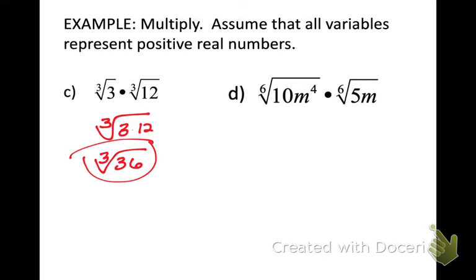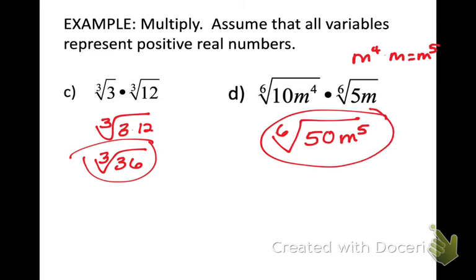For D, we have the 6th root of 10 m to the 4th times the 6th root of 5 m. So when I multiply all those together, I get a 6th root of 50. Now remember, m to the 4th times m, we add our exponents, so that's going to be m to the 5th. All right, don't make it any more complicated than that for now. We'll get a little bit more challenging as we go on.